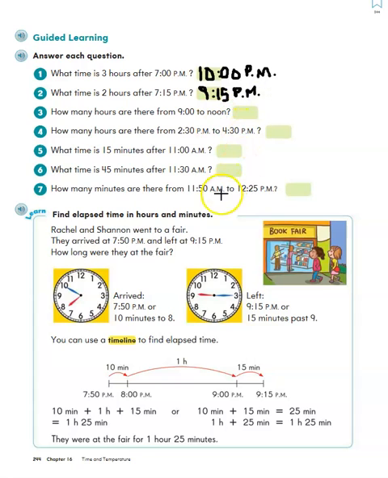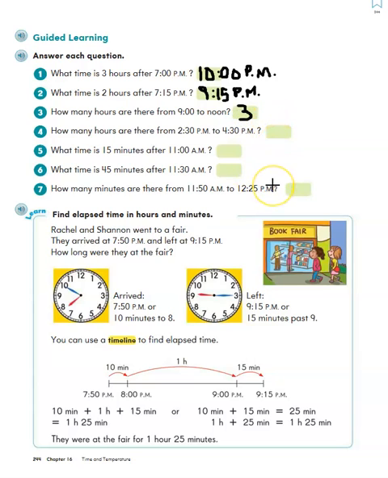Okay. And then number 3, how many hours are there from 9 o'clock to noon? So I'm assuming they mean 9 o'clock a.m. since that's the one that comes right before noon. So if we're at 9, we need to get to 12 because noon is 12 o'clock p.m. So from 9 o'clock a.m., we're going to go 10, 11, 12. And that gets us to noon or 12 o'clock p.m. So there are 3 hours there.